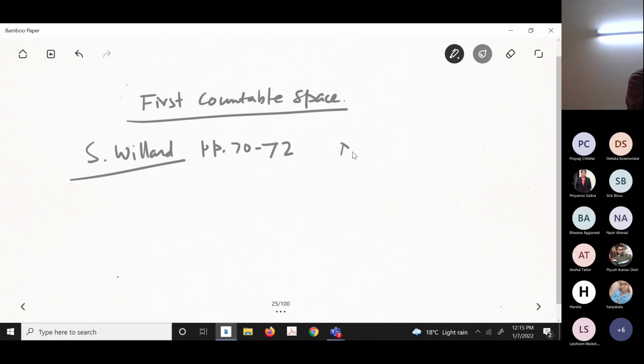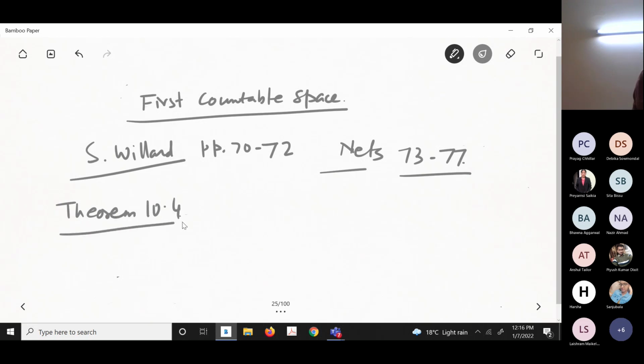Because then you have the nets. After that I will teach you nets. So for nets you should look at pages 73 to 76, basically 77, in Stephen Willard. Okay. So here, the first countable that I'm saying, I already told you this theorem. The way we proved it for metric space, the same proof will work. Theorem 10.4, page 71.